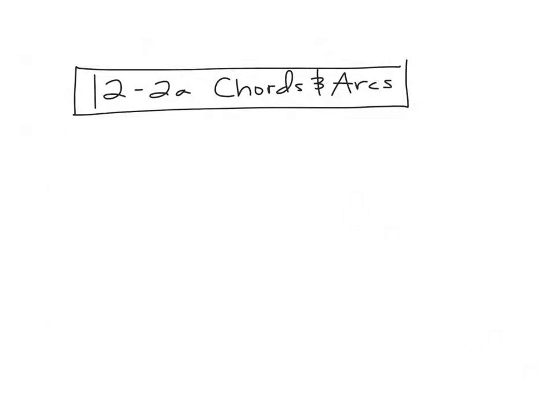So this is 12.2a, talking about chords and arcs. So the first thing we're going to do is show you what a chord is. By definition, a chord is a segment that hits a circle at exactly 2 points, where the endpoints of your segment are on the circle. So a chord will look something like this.